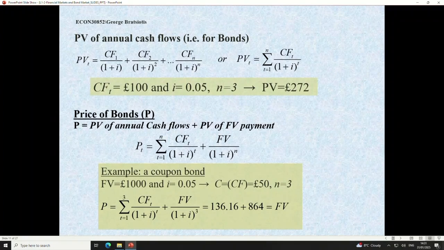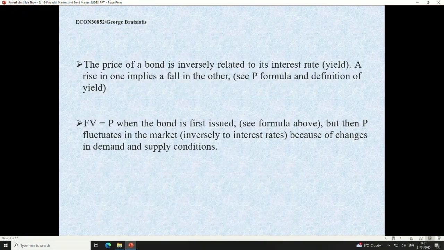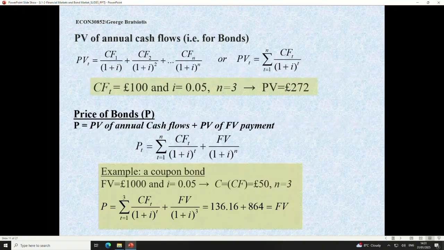Try any example you want. It will always work out this way, that it will come to face value being the price. So, the price of a bond, this is something that we'll use throughout the course.